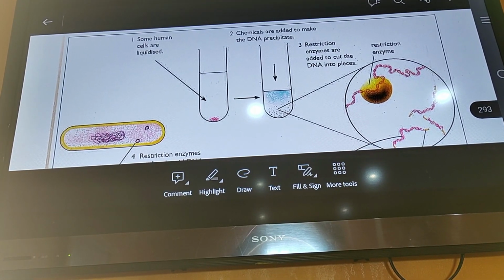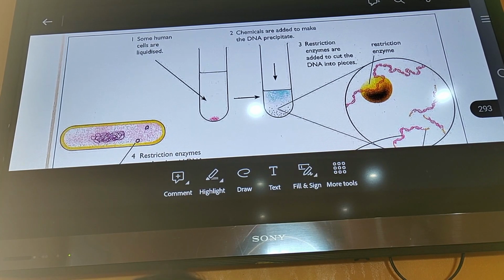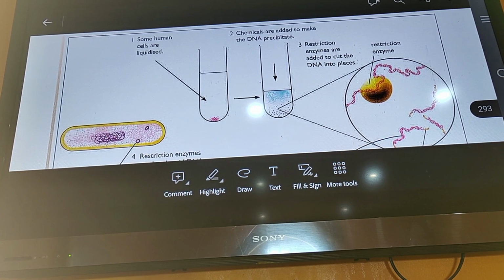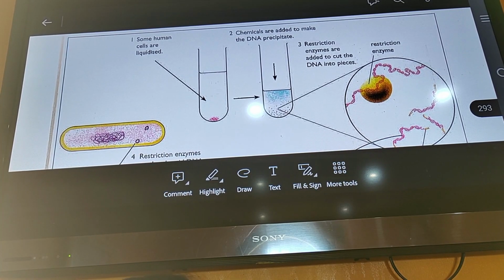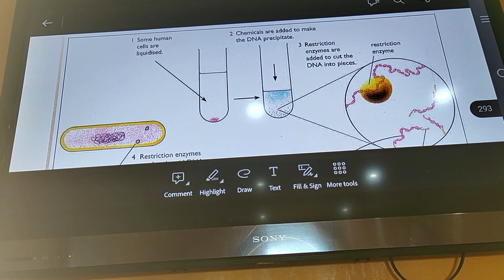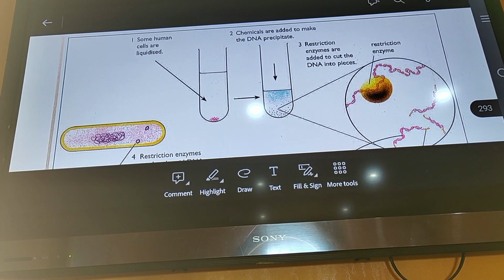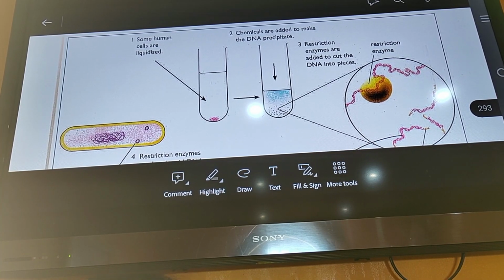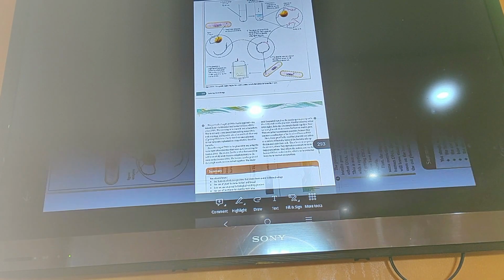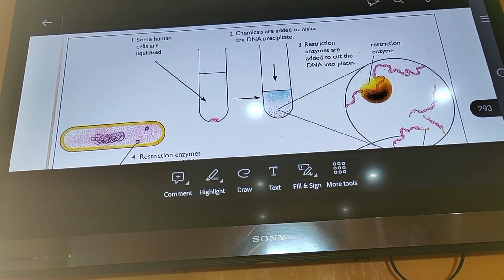Hello students, today we are going to discuss a very important topic of your IGCSE chapter on biotechnology. This is a very important topic in which you will discuss how genetic engineering is done. So, firstly, why is genetic engineering done? Why is genetic engineering very important and how is it done?